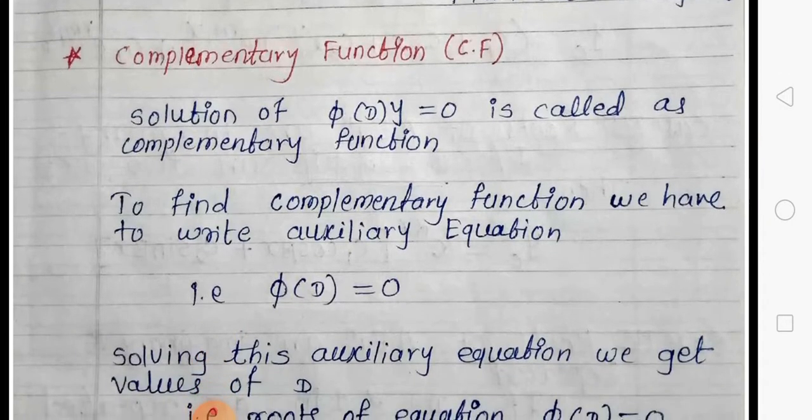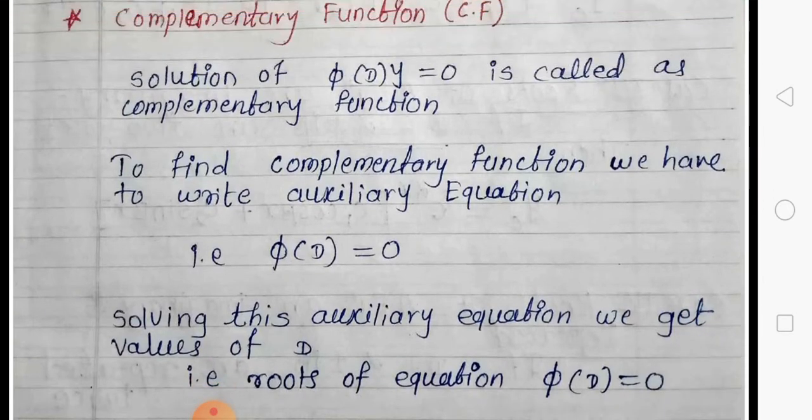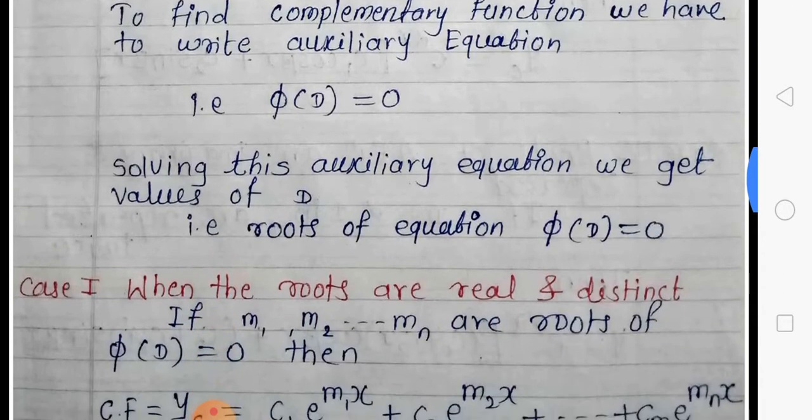For finding this, we consider the linear differential equation phi of D into y is equal to f of x. From this equation we consider only the equation phi of D into y is equal to 0. The solution of this equation gives the complementary function. To find the complementary function, we have to write the auxiliary equation. We know the auxiliary equation is phi of D equal to 0.